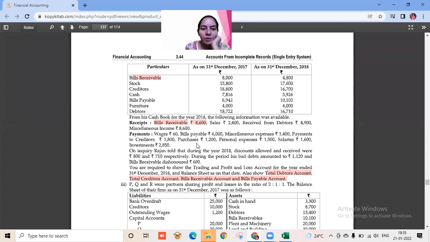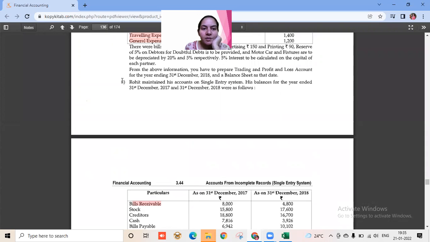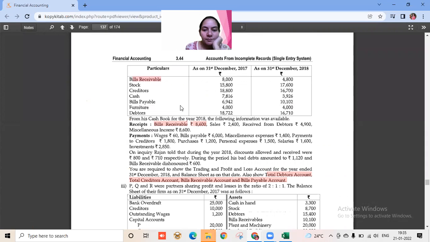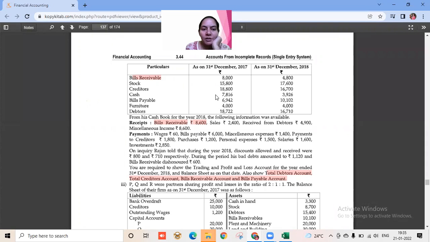Practical problem number 2 is the homework. This one. Rohit maintained his books of accounts on the single entry system. Okay. So what is given? Opening balance sheet is given. Closing balance sheet is given. Receipt and payment is given in a descriptive format. And a few additional information is given. So try to track this additional information.